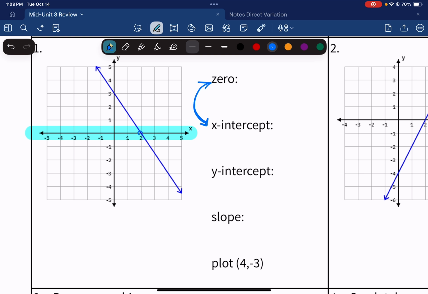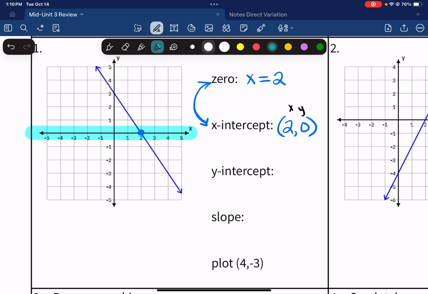So if I look right here, I can see that my graph crosses the x-axis right here at the number 2. So if you're asked for the 0, we generally write it as x equals 2. Or for an x-intercept, you can write it as a point, (2, 0). Remember, your x value always comes first, and then the y value that goes with it.